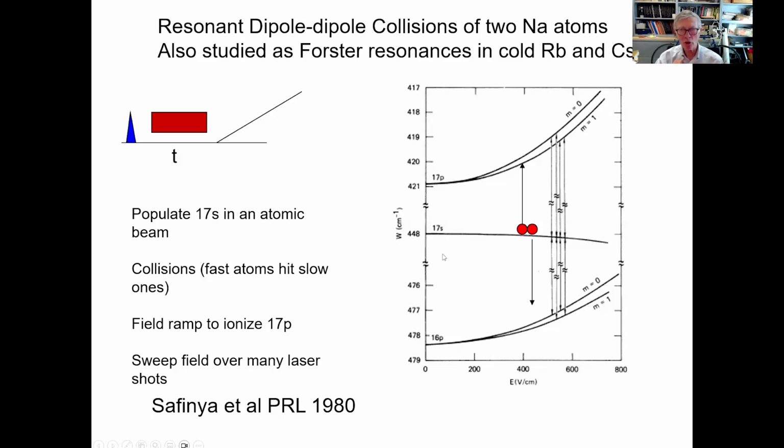So collisions occur during this time, and the fast atoms hit the slow atoms, and then a field ramp is applied to ionize the atoms. Basically, using the time-resolved field ionization signal, atoms which have gone up to the 17P state can be discriminated against versus the 17S because they will ionize sooner.